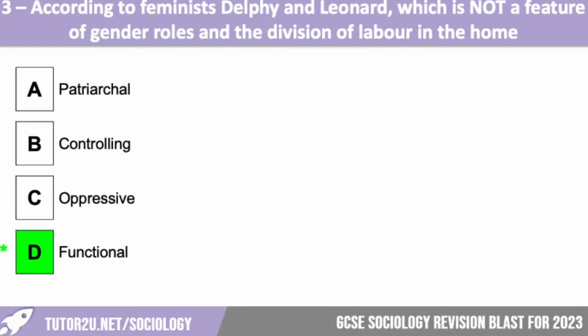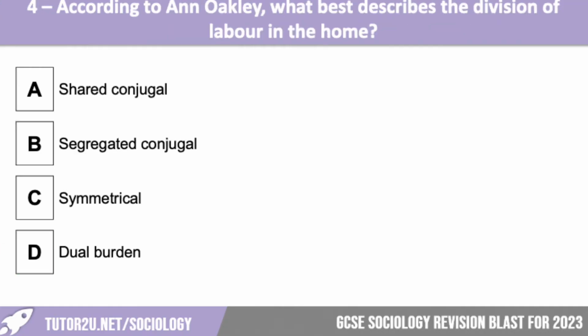So they believe that families are very patriarchal, with men controlling women in an oppressive way, and they believe that women get far less out of the family unit than men. Okay, question 4. According to Anne Oakley, what best describes a division of labour in the home? Is it A, shared conjugal, B, segregated conjugal, C, symmetrical, or D, dual burden?